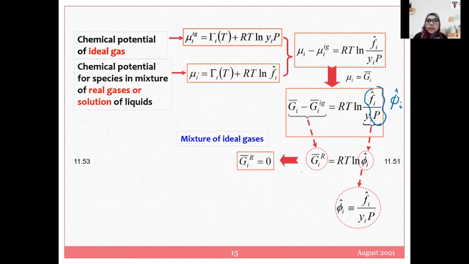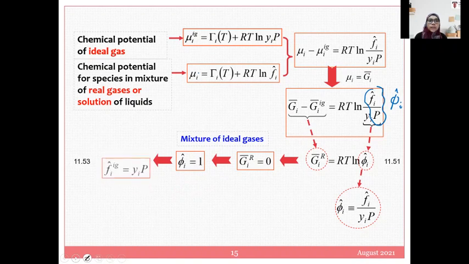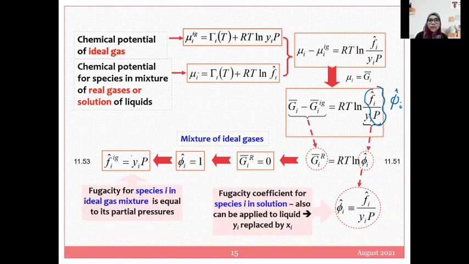For the ideal gas, the residual Gibbs energy is equal to 0. And also for the ideal gas, we know that the fugacity coefficient is equal to 1. And then we have another term: the fugacity in an ideal gas of the species in the solution equals the partial pressure. So we have another correlation that we can explain further later.